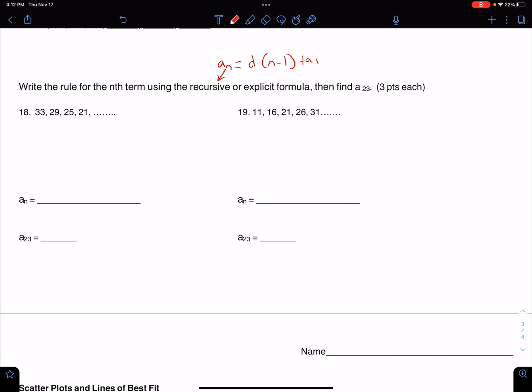So the first thing you're going to do when you get to a problem like this is write the difference between each number. Okay, so the difference between each number is minus 4. So my difference is minus 4. My first term is 33. So how do I do it? I write a sub n equals my difference times n minus 1. It's always n minus 1 plus my first term.